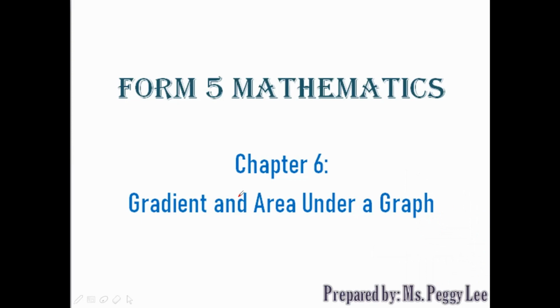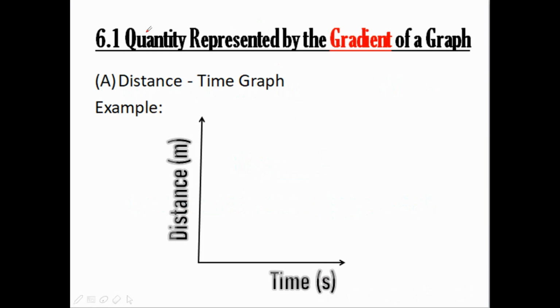Chapter 6, Gradient and Area under a graph. So for 6.1, quantity represented by the gradient of a graph. For this chapter, we are going to learn two graphs. First type of graph will be distance against time graph. So this is read as distance against time.